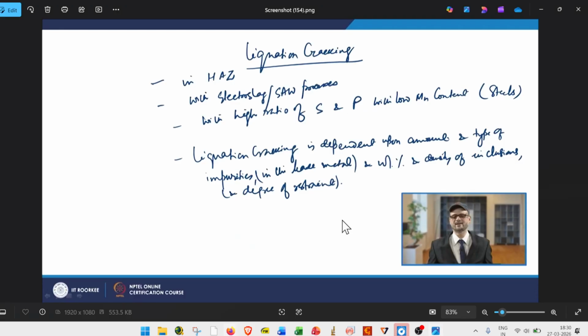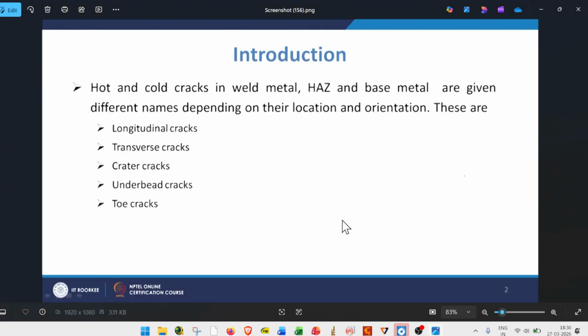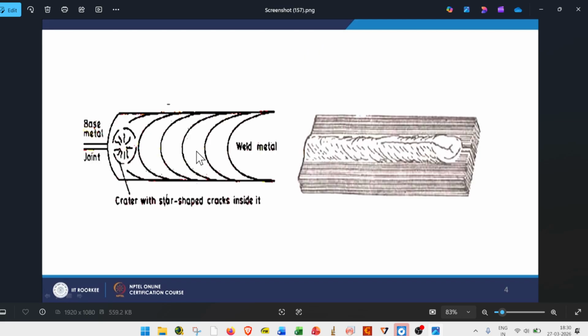So we can see here the longitudinal cracks, transverse cracks, crater cracks, underbead cracks and toe cracks. A longitudinal crack is one happening in the parallel direction to the weld bead. A crater crack happens in all directions. A transverse crack is one happening perpendicular to the weld bead.